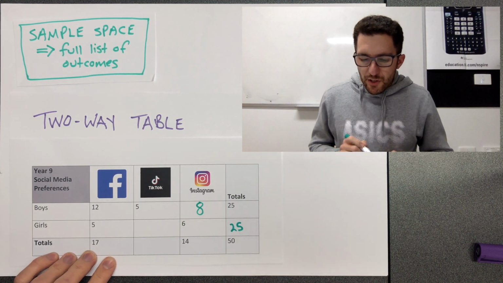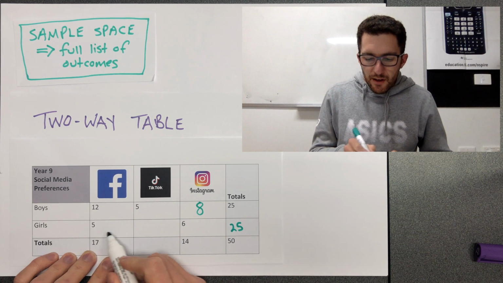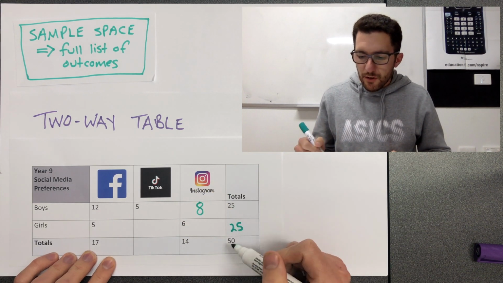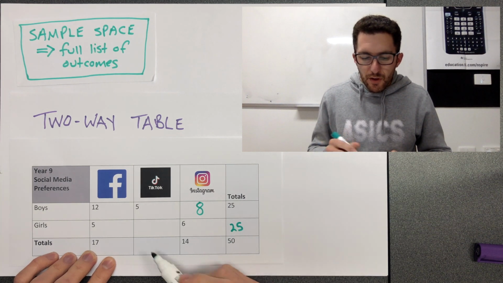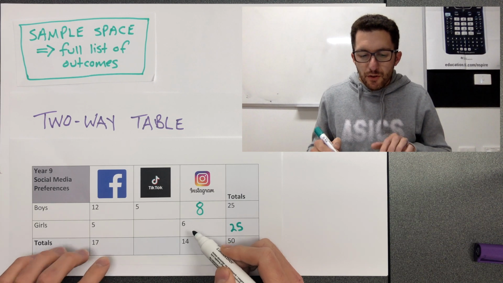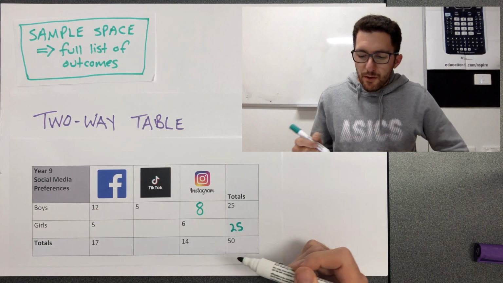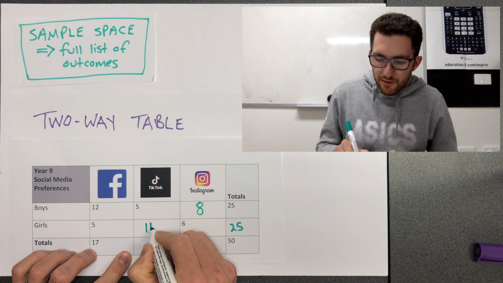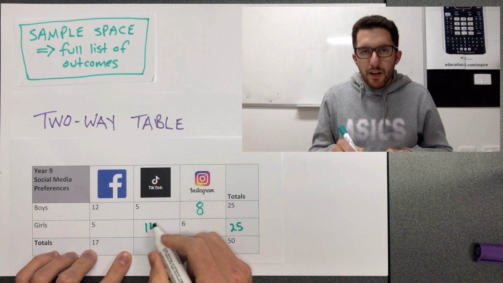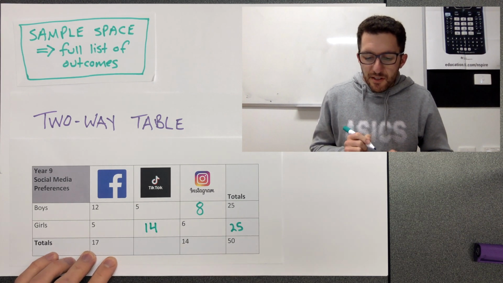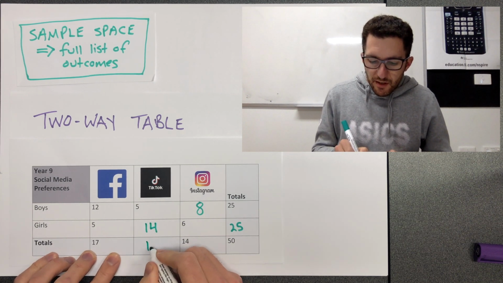We can use that information now to fill in the missing blank here for how many girls prefer to use TikTok. If there were 25 girls in total, 5 plus 6 is 11. So 11 girls used either Facebook or Instagram, which must mean that there were 14 girls left over who preferred to use TikTok. That then allows us to fill in the last piece of the puzzle. So 5 plus 14 is 19.